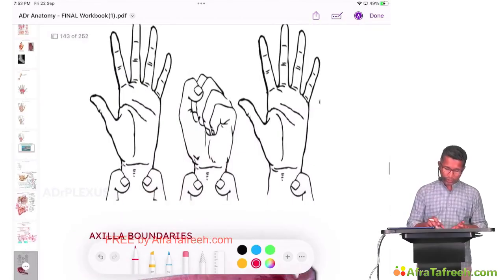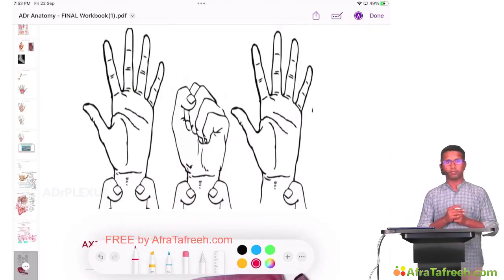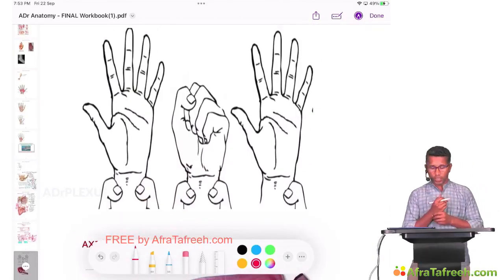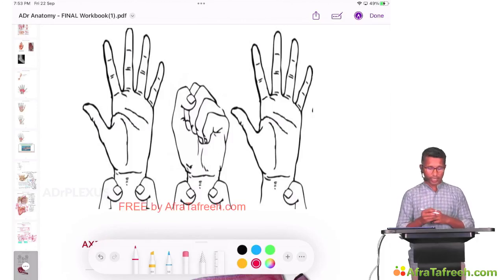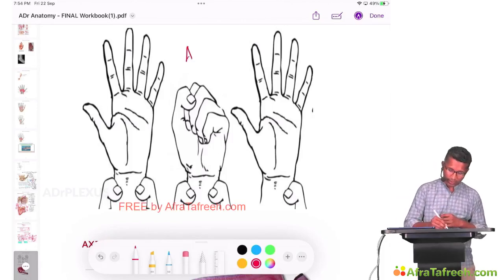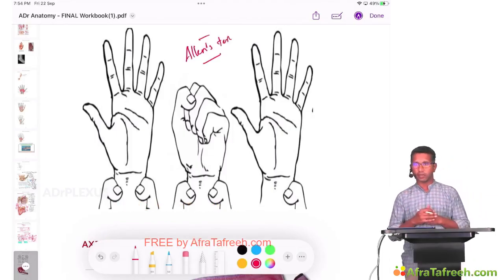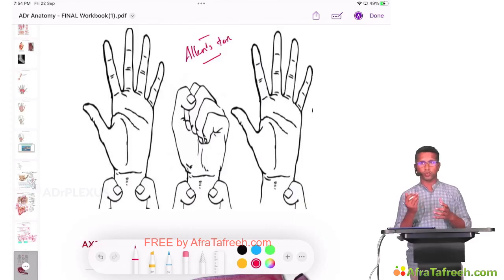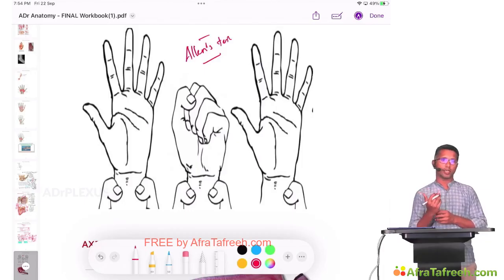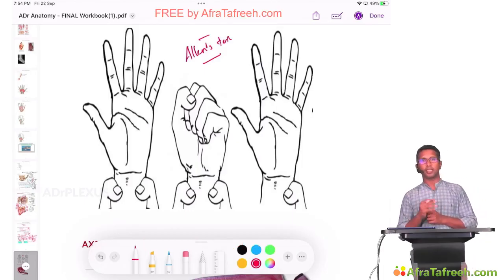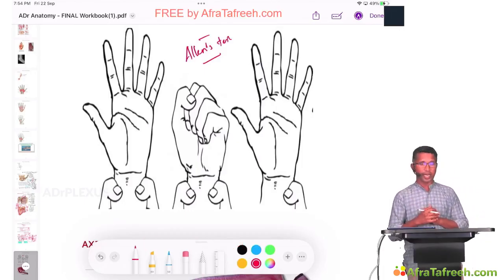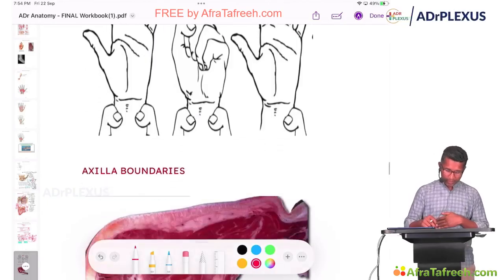So how do you check these arches, how do you check the patency of the arch? There is a test called Allen's test. Using Allen's test, you can check the patency of the arch. You occlude the two vessels and release only the ulnar vessel. You see whether the limb is getting perfused. That is called Allen's test.